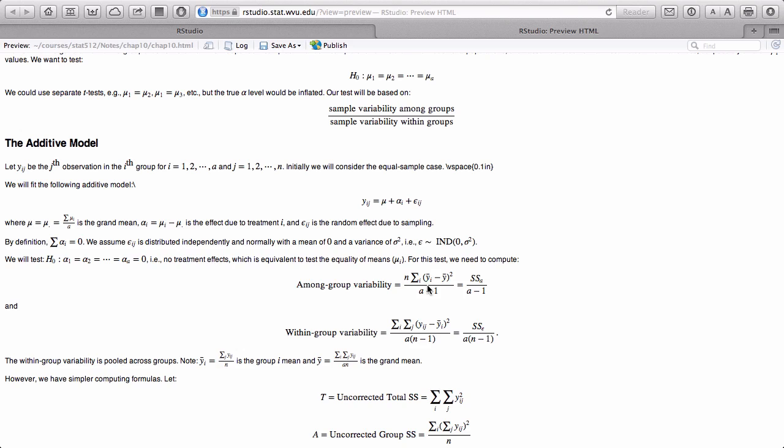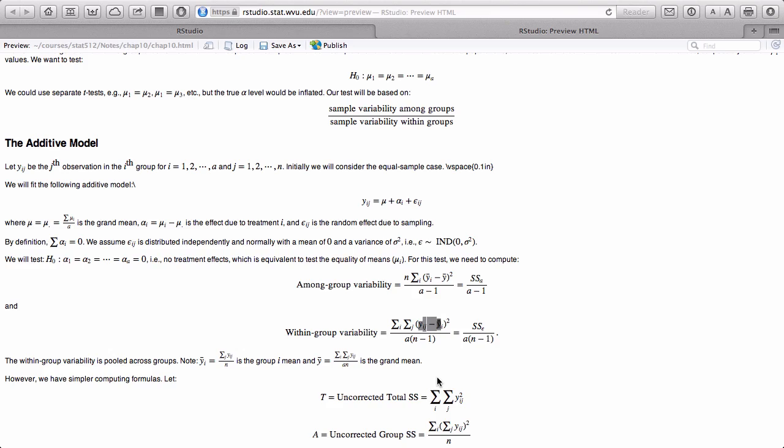meaning the sum of squares due to the A effect. In this case, I only have one factor, which I'll call factor A, that has a certain number of levels. I'll explain that in more detail when I get to an example. But that divided by A minus 1 is what we call the among group variability. The within group variability looks at the variation within each group. So if I look at the y sub ij minus the y bar sub i, it's the variation of the observations in the ith group.